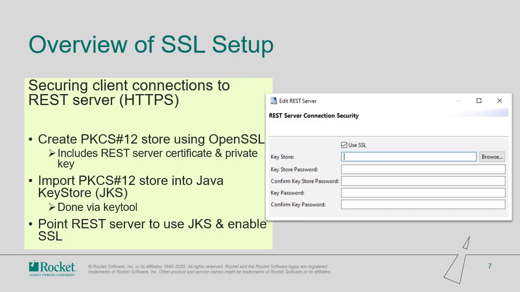These are the steps I'm going to cover in the demo in a few minutes. To secure the client to the REST server, so this would be like a web browser using HTTPS to connect to your REST server: first, create the PKCS12 store, or that's a Microsoft certificate store, using OpenSSL. Inside that store, you're going to want your certificate for the REST server, and also the private key, since this is going to be your SSL server. Next, you'll be importing that PKCS12 store into a Java keystore, or JKS. We're going to do that with keytool, and the final step, you just point that REST server to the Java keystore file and use that checkbox right there for Use SSL. Then enter your passwords for the keystore and private key inside.